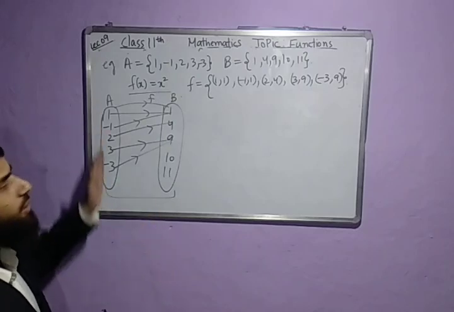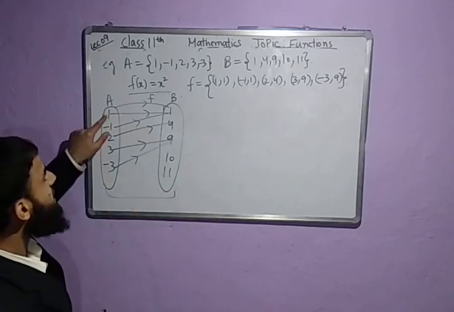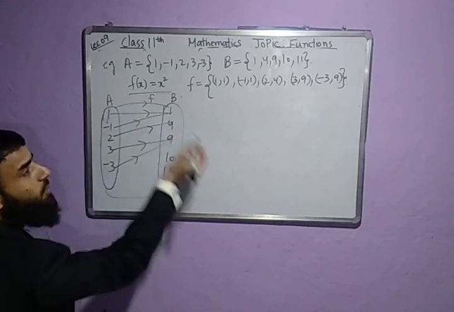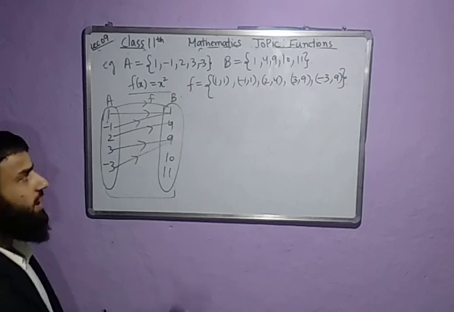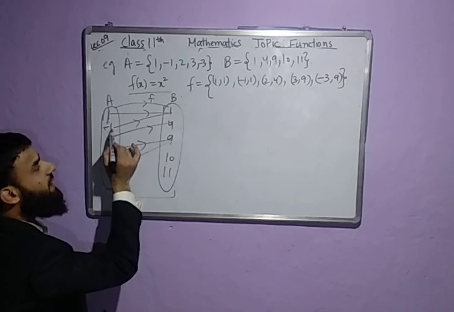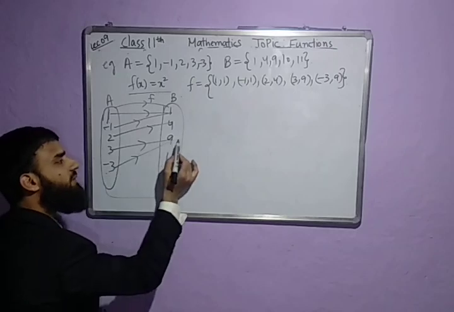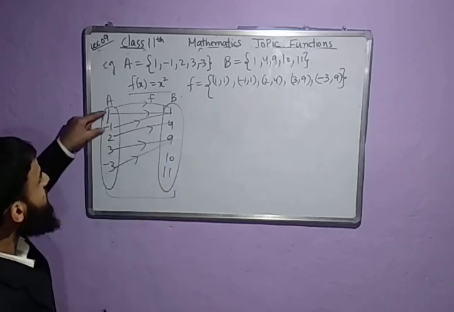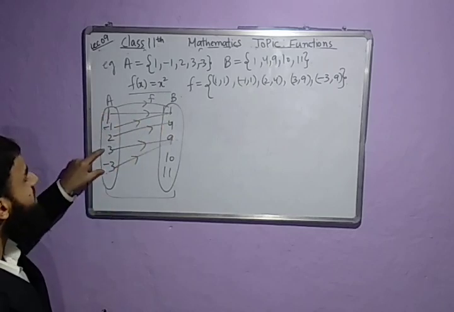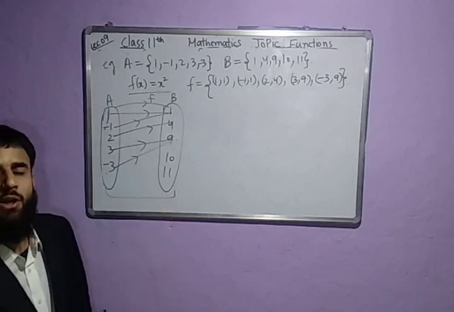The second rule is that this relation should be unique. That is, each element of A should be uniquely related to an element in the set B. So it should not have more than one image. 1 is related to 1 only, -1 is related to 1 only, 2 has only one image, that's 4. 3 has only one image, 9. -3 has only one image, 9. But see, 1 and -1 are two elements which have the same image, 1. 3 and -3 have the same image, that is 9. So this satisfies the condition to be a function.